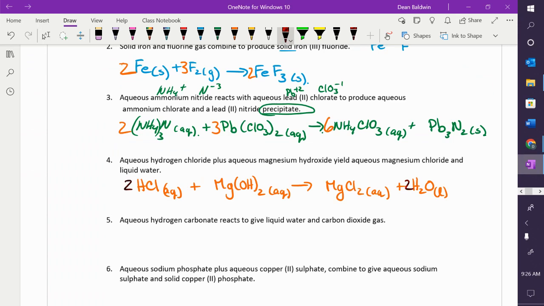Aqueous hydrogen chloride is HCl. What should you actually call it? It's hydrochloric acid, right? Because it's dissolved in water. Plus magnesium hydroxide. Magnesium is plus two. Hydroxyl group, if you look on your polyatomic, is OH minus. Goes to magnesium chloride, MgCl2, plus liquid water, so you had to put the L there. And then to balance it, you need two hydrochloric acids and two waters.